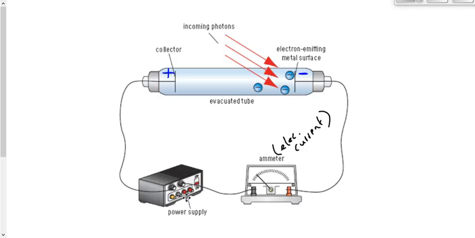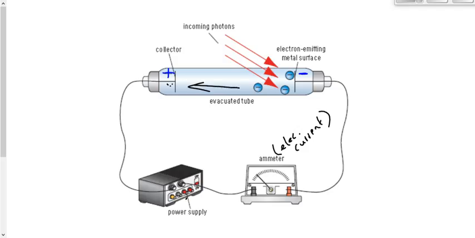We shine these photons on this electron emitting metal surface. If these photons are above the threshold frequency, then the electrons will be ejected. Now, you can see quite clearly here that we have 3 photons striking it. We have 3 electrons that are ejected. So these photons must be above the threshold frequency. They're causing electrons to be ejected. Now, these electrons are attracted to this positive collector. They're going to be attracted over this way.